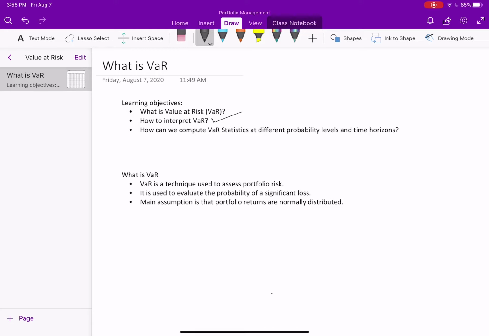So first we need to know what VaR, value at risk, is. This is a risk assessment technique. We use it as a technique to assess the risk of our portfolio. Many financial institutions and fund managers use this popular technique to assess the risk of their portfolio, and it is used to evaluate the probability of a significant loss. The main assumption while using VaR is that the returns are normally distributed.